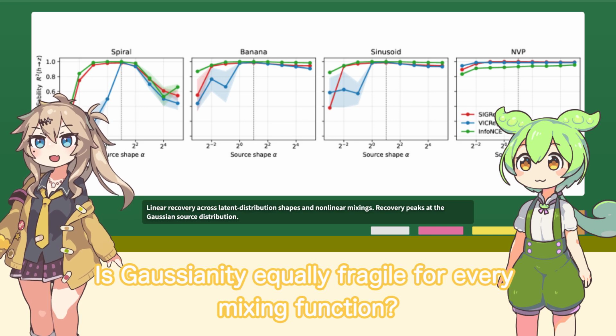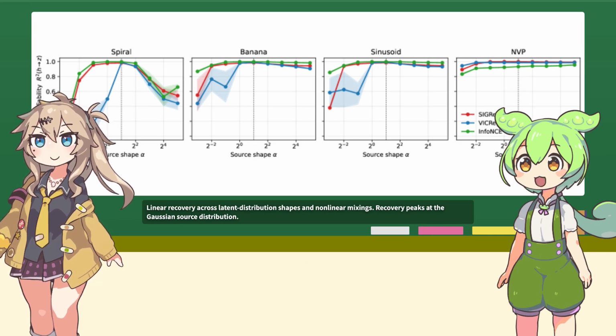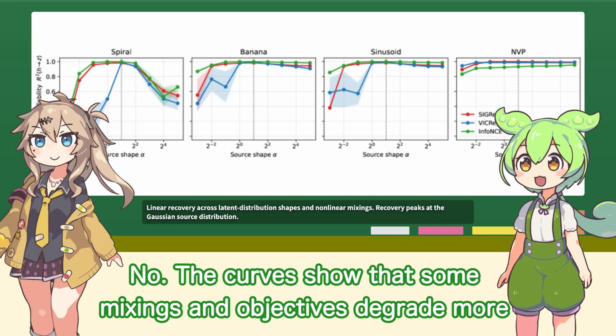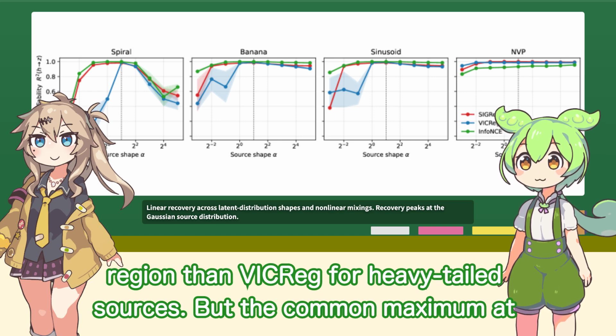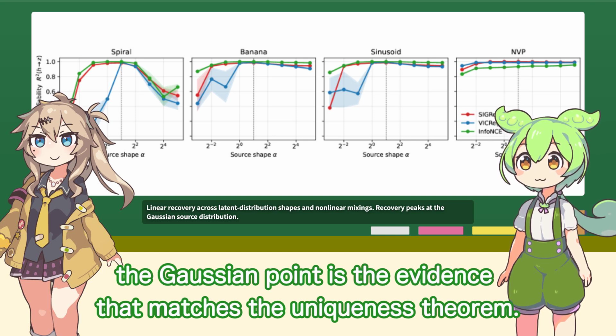Is Gaussianity equally fragile for every mixing function? No. The curves show that some mixings and objectives degrade more gently than others. SIGReg and InfoNCE keep a wider high recovery region than VICReg for heavy-tailed sources. But the common maximum at the Gaussian point is the evidence that matches the uniqueness theorem.